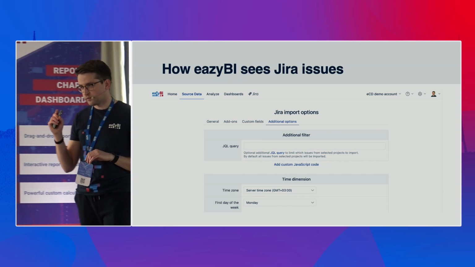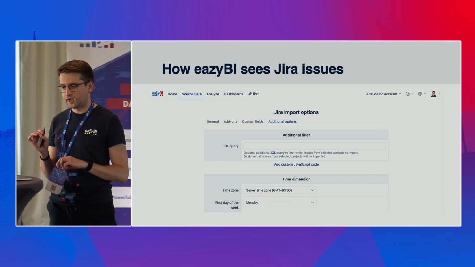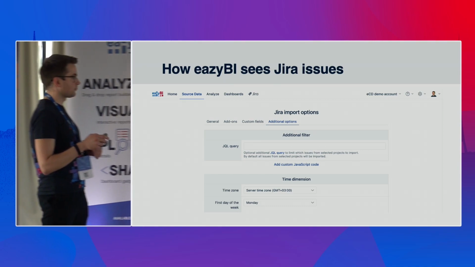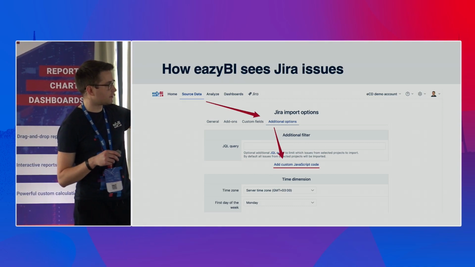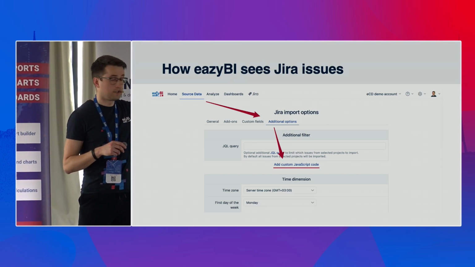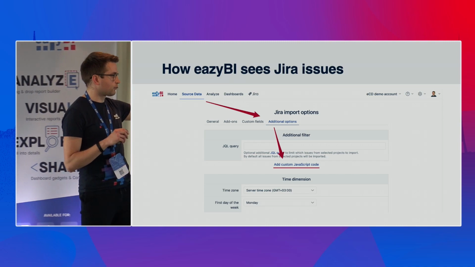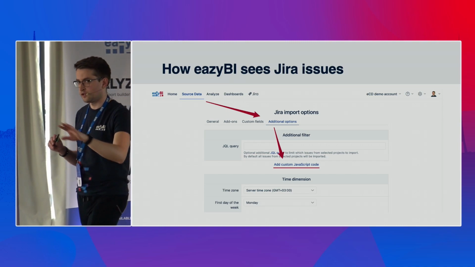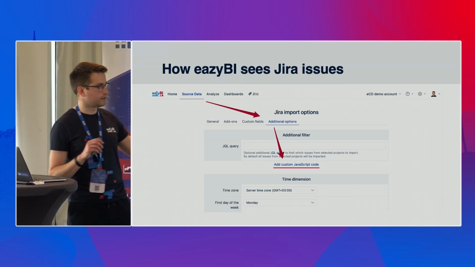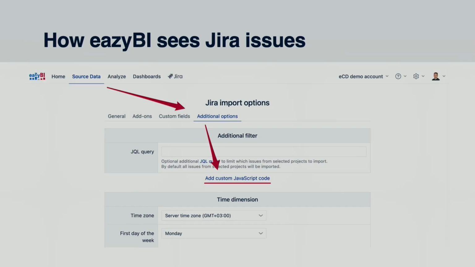But before we retrieve the data, we need to understand how eazyBI sees the Jira issue. And the best way to see it is to go to the source data, additional options, and add JavaScript code button. This is a place where you can input JavaScript code that we're not going to cover today, but you can transform some data in this section as well, but you cannot create new calculated custom fields here.